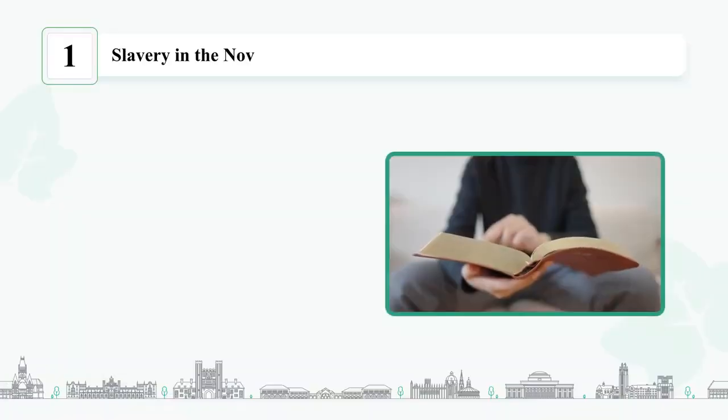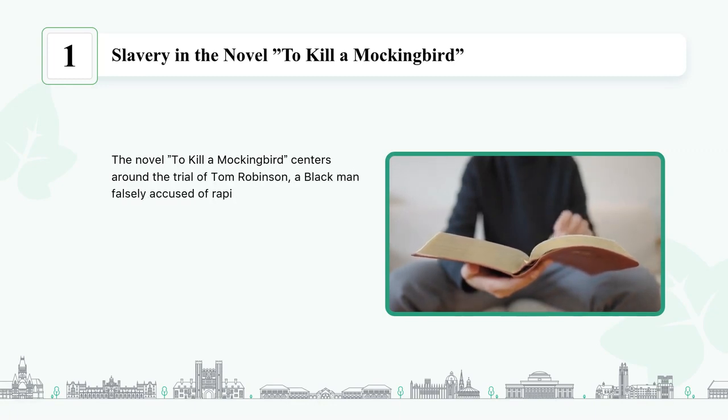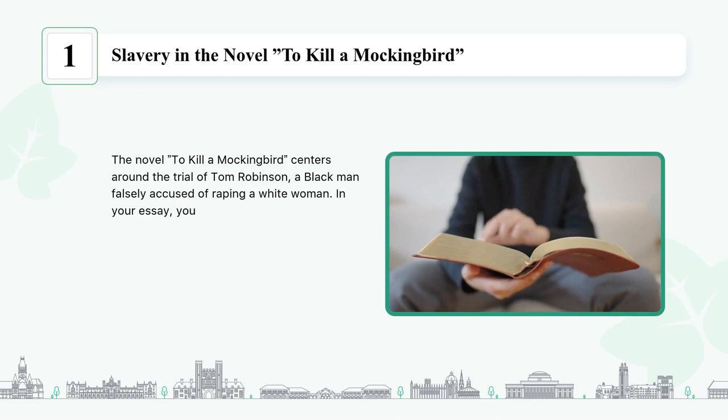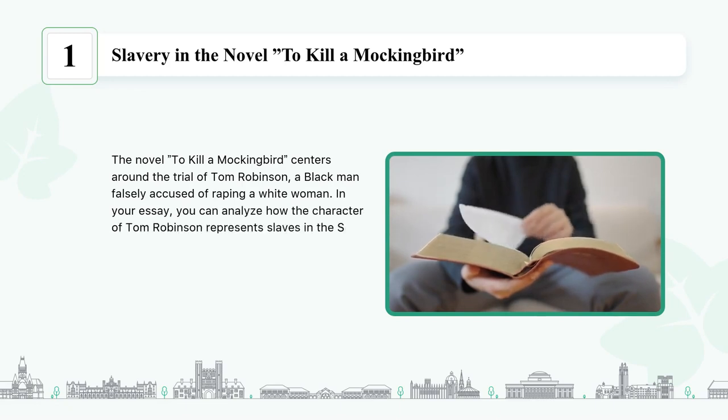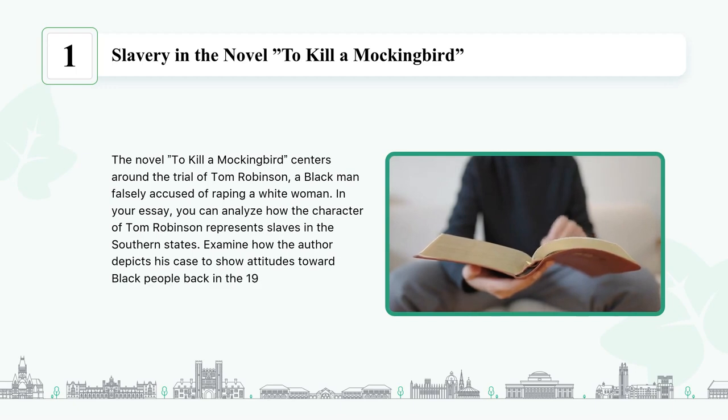Slavery in the novel To Kill a Mockingbird. The novel To Kill a Mockingbird centers around the trial of Tom Robinson, a black man falsely accused of raping a white woman. In your essay, you can analyze how the character of Tom Robinson represents slaves in the southern states. Examine how the author depicts his case to show attitudes toward black people back in the 1930s.